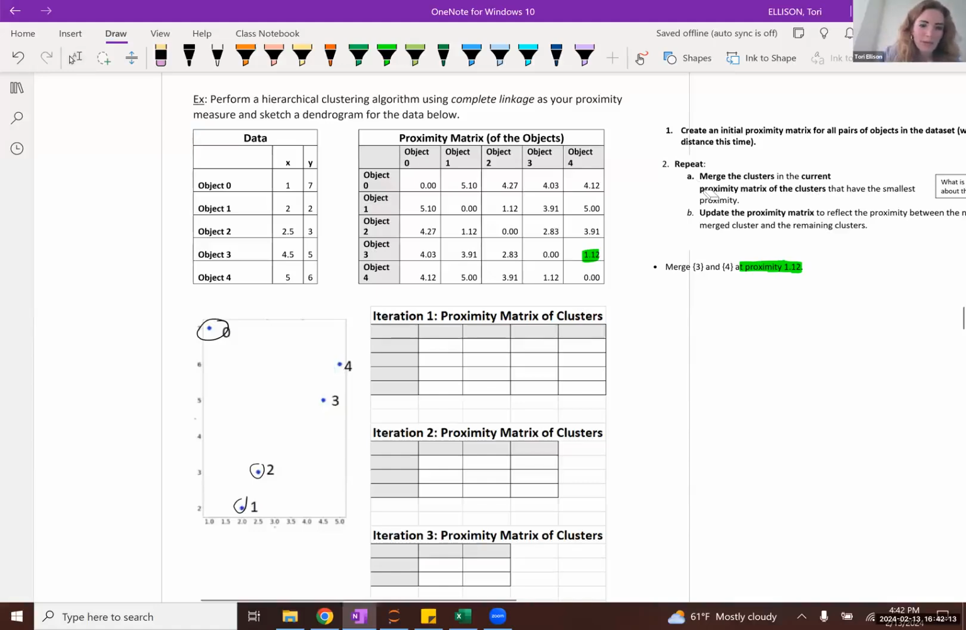So 3 and 4 merge together, and next we need to update our proximity matrix. Technically, the proximity matrix is a symmetric matrix, so in theory you can update both sides. But to save time, I'm only going to update the top right portion of this.